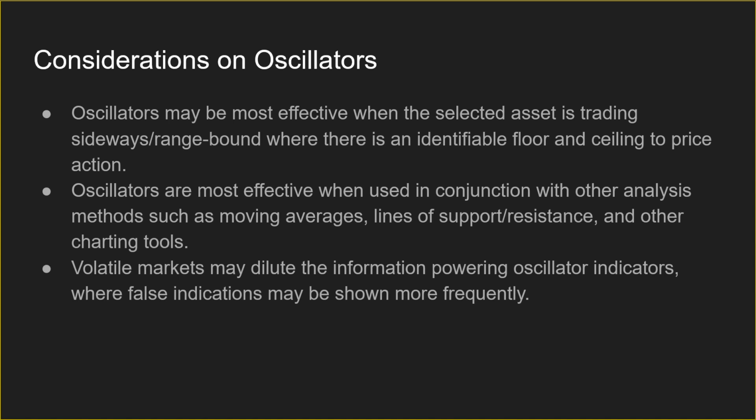Now, volatile markets, extreme volatility, may dilute the information powering oscillator indicators, where false indications may be shown more frequently. And this can be seen especially in particularly volatile markets with extremely high volume, and sometimes we've seen this in altcoins such as Dogecoin or even Shiba Inu. Shiba Inu in October had about a week or so of extreme volatility, and sometimes the indicators were not always as reliable. So it's something to keep note of.